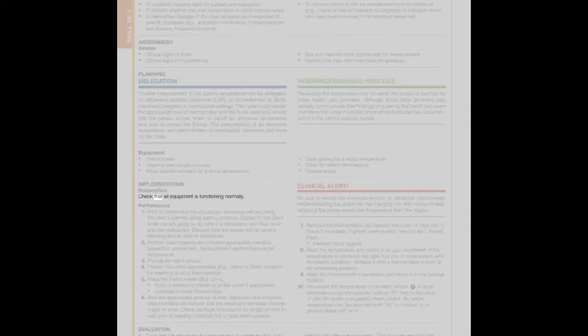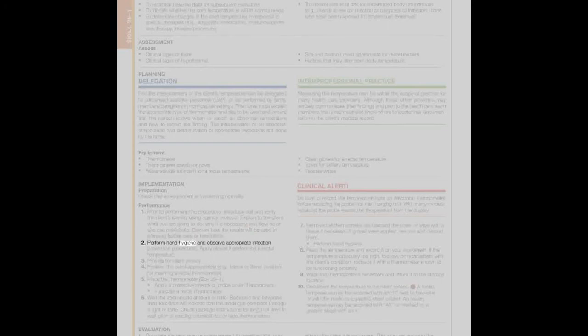Implementation preparation: check that all equipment is functioning normally. Performance: 1. Prior to performing the procedure, introduce self and verify the client's identity using agency protocol. Explain to the client what you are going to do, why it is necessary, and how he or she can participate. Discuss how the results will be used in planning further care or treatments.